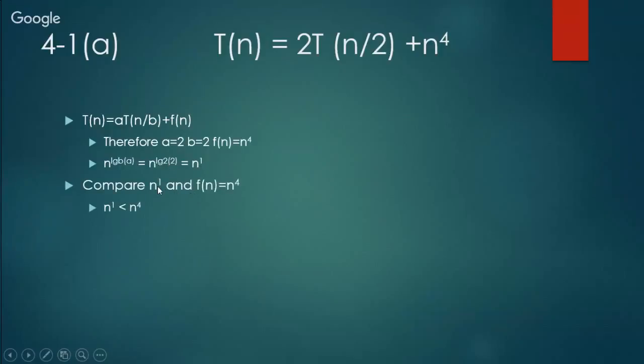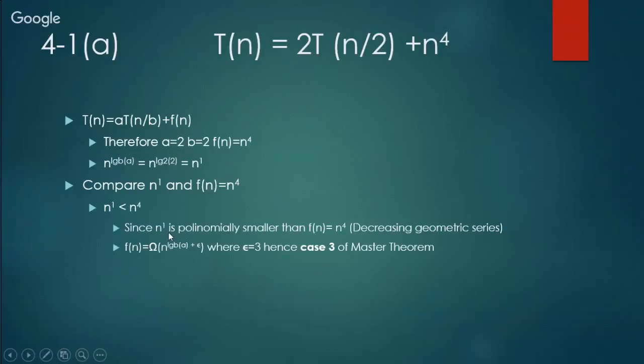Now we compare n with f(n). We find that n is less than n^4. Since n is polynomially smaller than f(n), it is a decreasing geometric series, which gives us a hint that we need to add some small value in the power here, and that epsilon to be added will be 3, hence case 3 of the Master theorem.